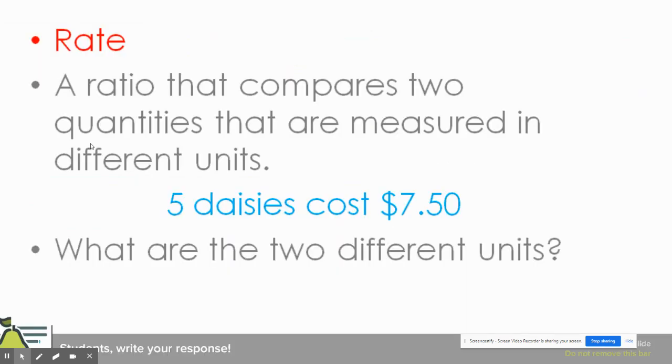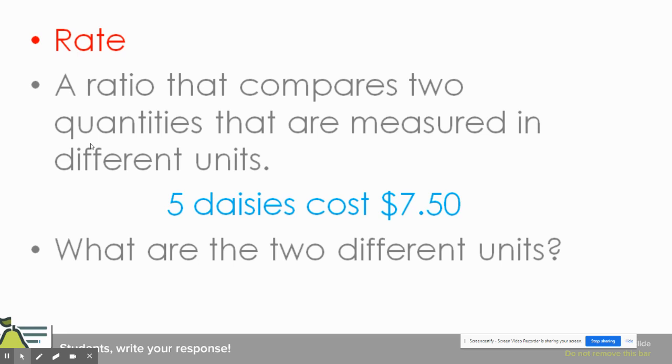Okay, a rate compares 2 quantities that are measured in different units. That's what a rate is. A ratio compares 2 different quantities. So in the case before, we had flowers. That was a ratio. Now we're going to talk about rate. 5 daisies cost $7.50. What are the 2 different units?